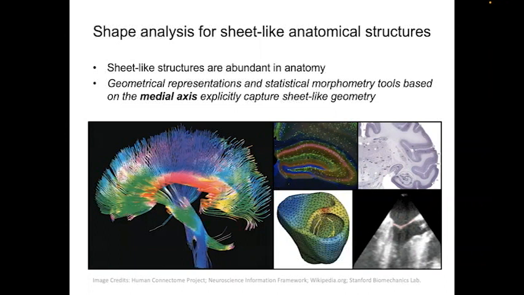So I've shown some examples in my work of where medial representations in particular have been useful. One major use is thickness measurements. Again, for sheet-like structures, thickness is just a natural feature to describe them. In the brain, for any cortical region, the measurement that people tend to report is thickness.